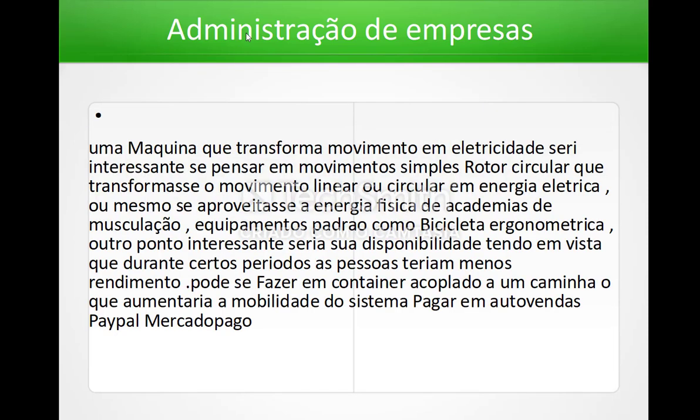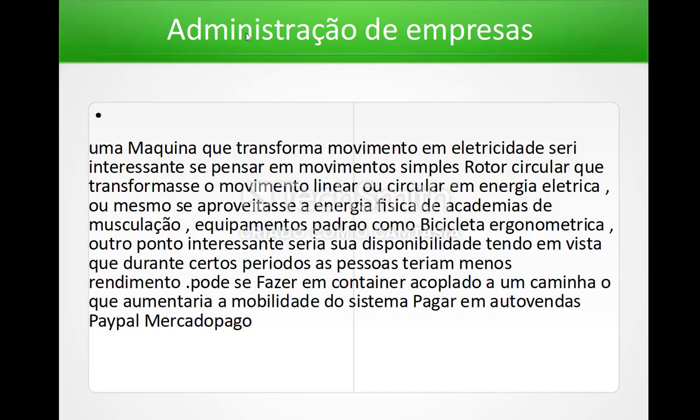A machine that transforms movement into electricity will be interesting if you think of simple movements, a circular rotor that transforms linear or circular movement into electrical energy, or even if you take advantage of the physical energy of fitness centers, standard equipment such as an ergonomic bicycle.